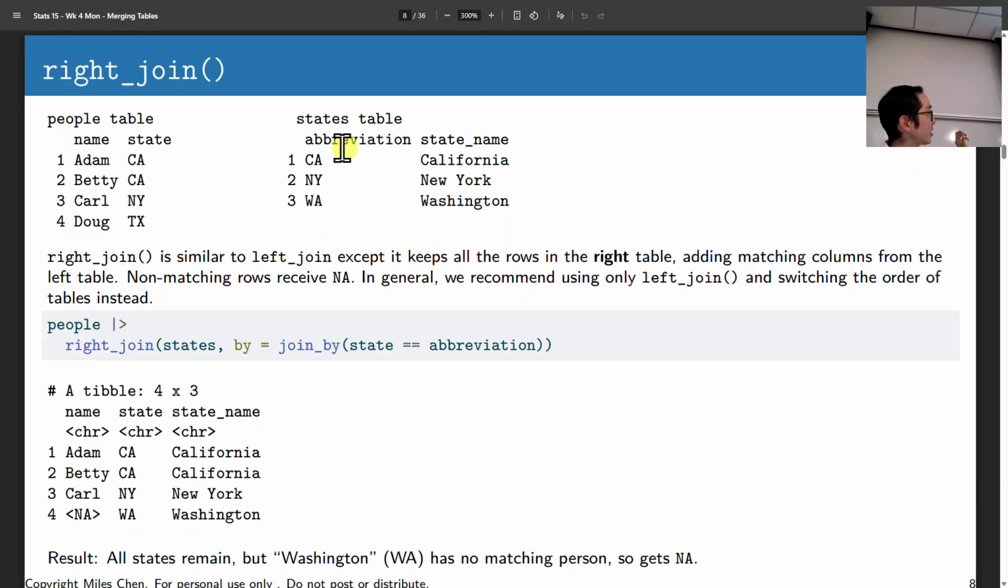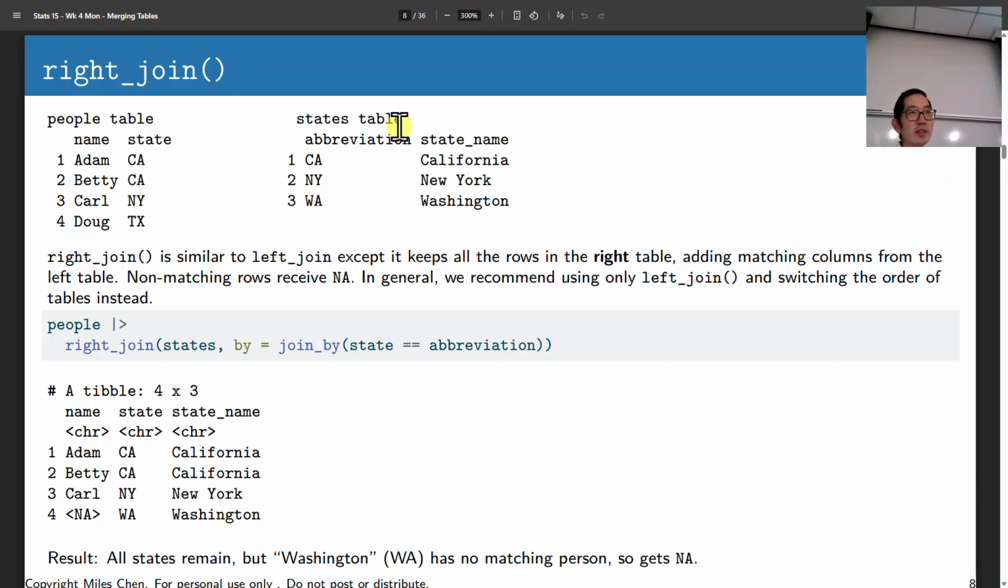And so we say, okay, CA is California, and we're going to get Adam. CA is California, and that's going to get Betty. And then we have NY gets Carl. And WA has no match over here, so we get an NA. Okay. And then Doug from Texas doesn't get pulled at all because we're using the states table as our starting point. Okay. Yeah, question.